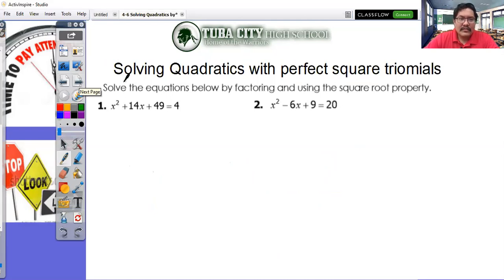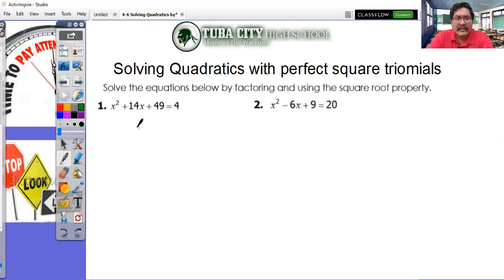So solve the equations below by using factoring and the square root property. Okay, that was the other one we covered, the square root property. So let's see, factoring and square root property. So let's look at this one here, and remember the recap on how you do this is the first thing you would do is, well, hold on. We could factor this kind of here, right?